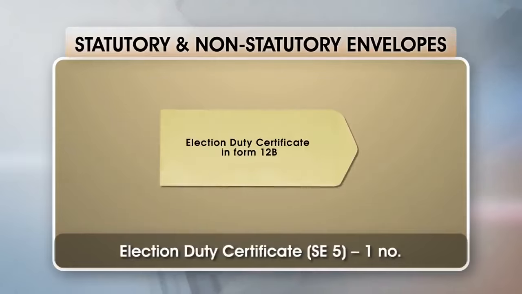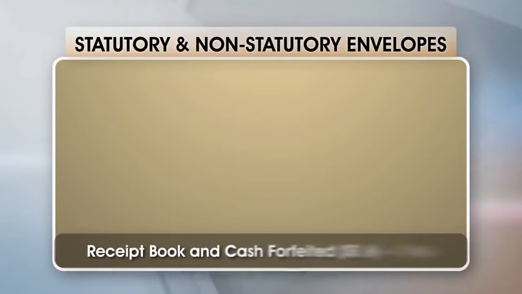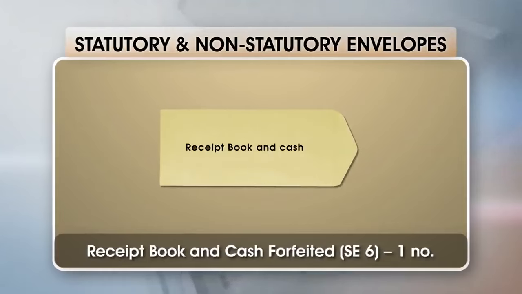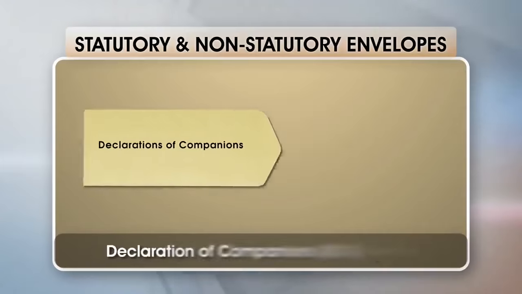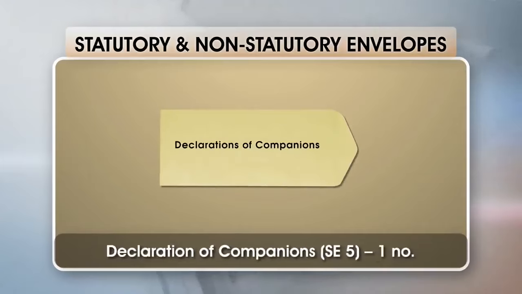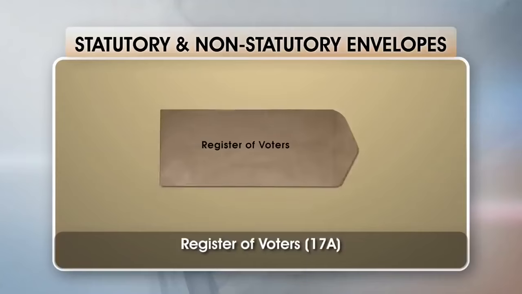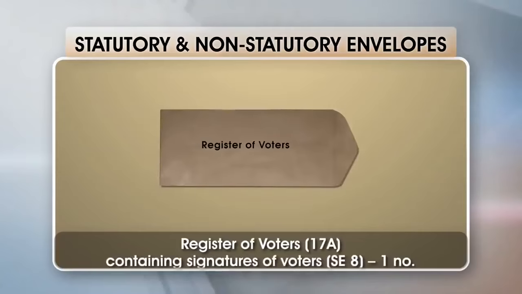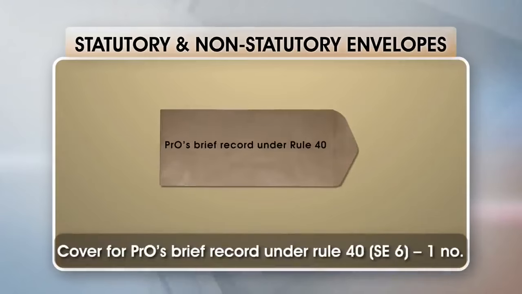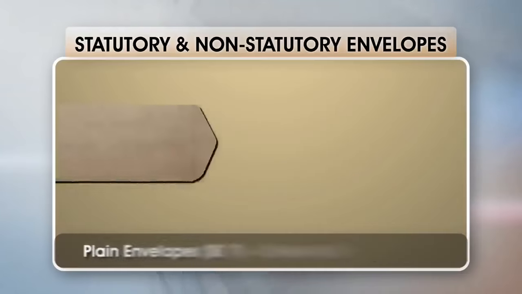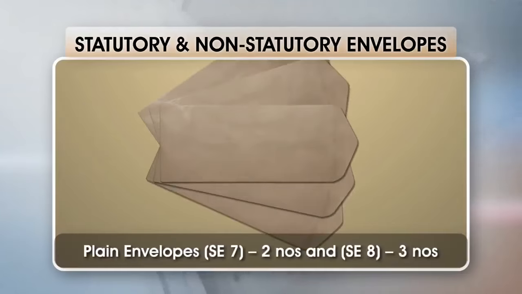For election duty certificate, SE5, 1 number. For receipt book and cash forfeited, SE6, 1 number. For declaration of companions, SE5, 1 number. Smaller envelopes for other purposes, SE7, 1 number. For register of voters, 17A, containing signatures of voters, SE8, 1 number. Cover for PRO's brief record under Rule 40, SE6, 1 number. Plain envelopes, SE7, 2 numbers and SE8, 3 numbers.